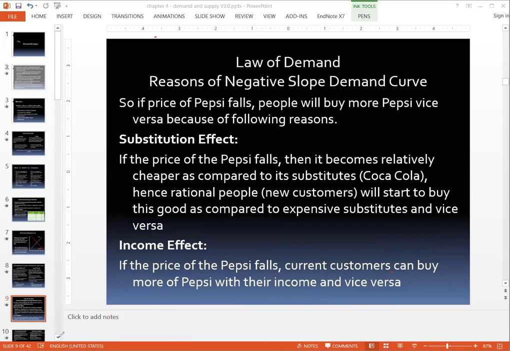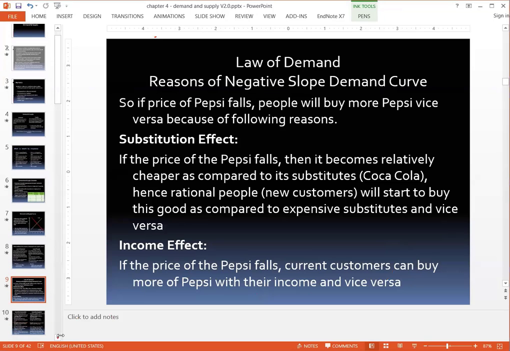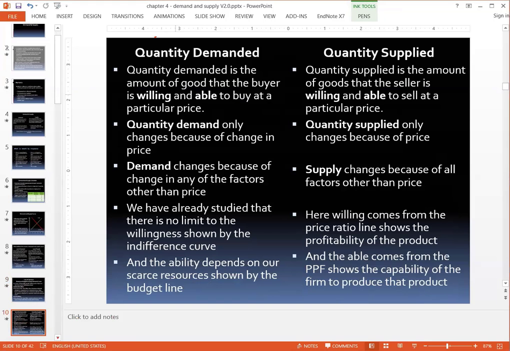Let's see if this point is explained in detail. Okay, now he is defining quantity demanded and quantity supplied. We already discussed this in the graph, and now it is giving us a definition. Quantity demanded is the amount of a good that the buyer is willing and able to buy at a particular price. It means if you give him a price, he will decide how much he is willing to buy. Willing comes from the indifference curve, and able comes from the budget line.